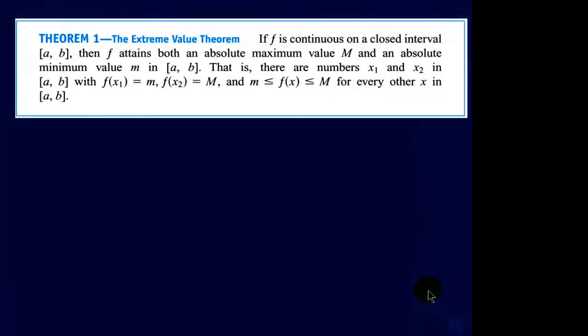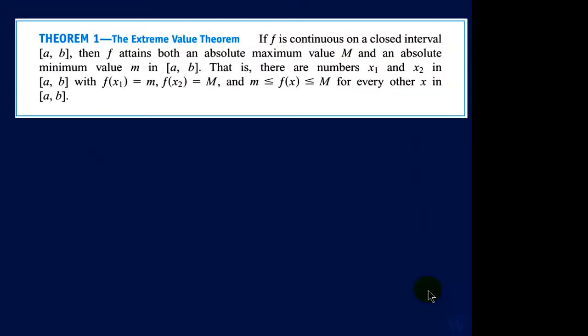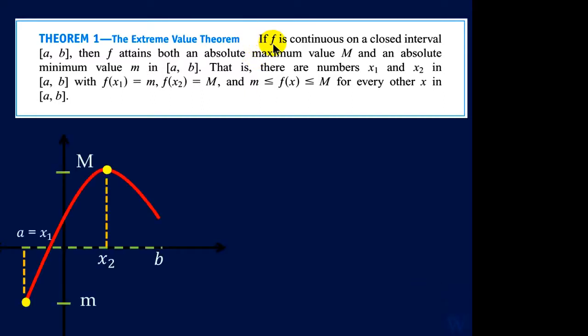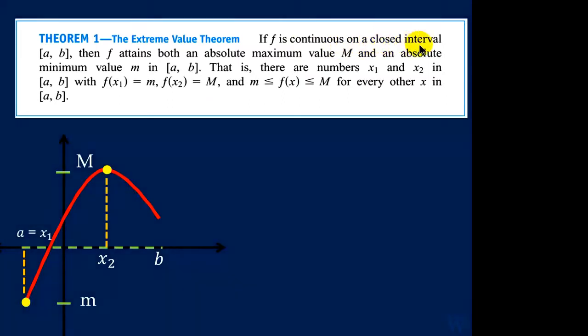Okay, let's go now to Theorem 1, the extreme value theorem. Suppose that f is continuous on a closed interval [a, b], then f attains both an absolute maximum value, capital M, and an absolute minimum value, small m, in the closed interval [a, b].